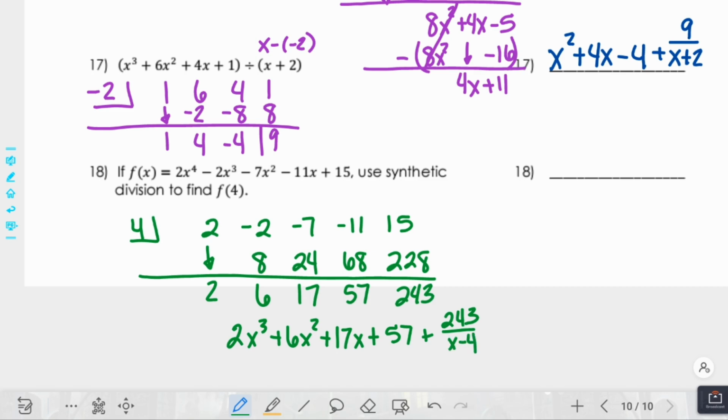But remember, when you're using synthetic division to find a value, we only care about that remainder. So we care about the 243, which is that guy right there. And that's how you solve every problem on your Chapter 6 test review.